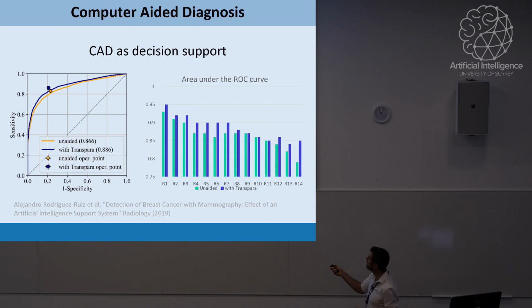You can see on this bar chart here, the dark blue line is the detection rate with Transpara, and the green line is unaided. So you can see there's undeniably a very small but significant improvement when using the CAD over without the CAD. And this is a big deal because all the previous generations of non-CNN CAD never had these results. So this is actually beginning to work.